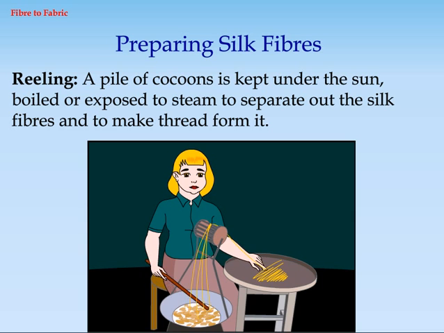Preparing silk fibers. Reeling. A pile of cocoons is kept under the sun, boiled or exposed to steam to separate out the silk fibers and to make thread from it.